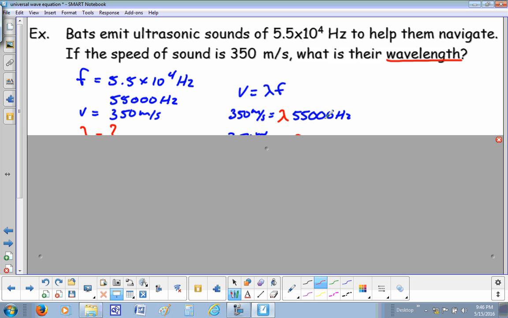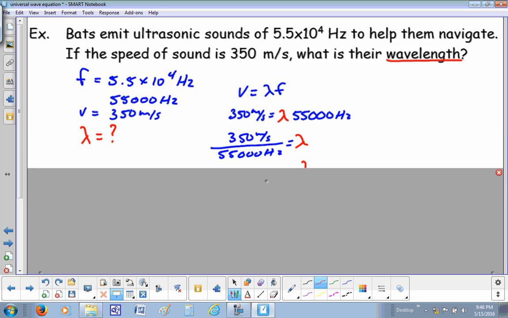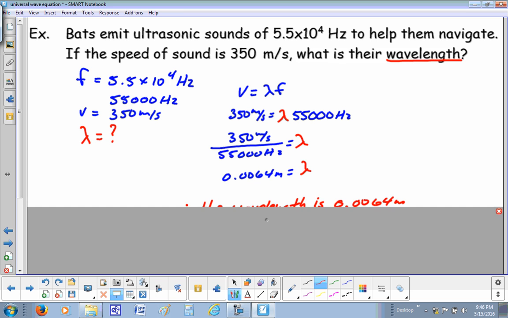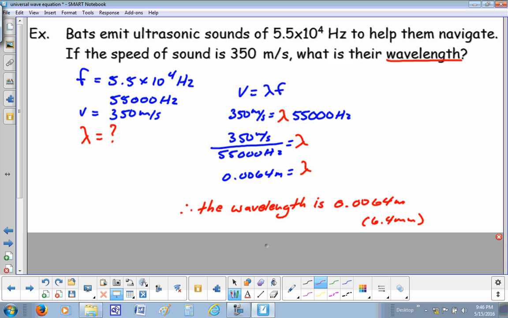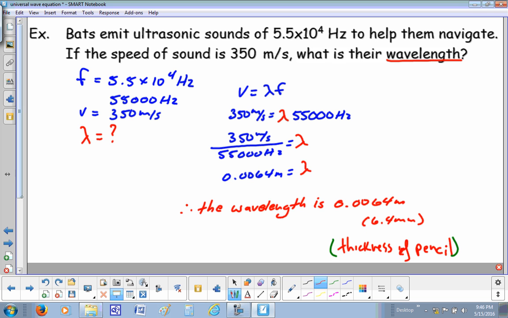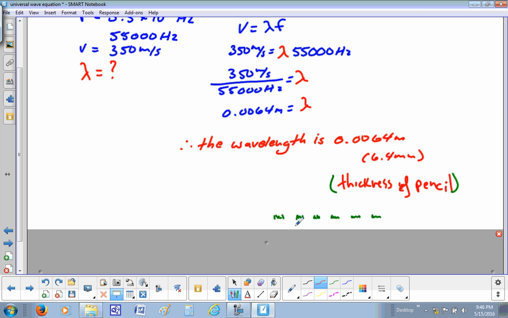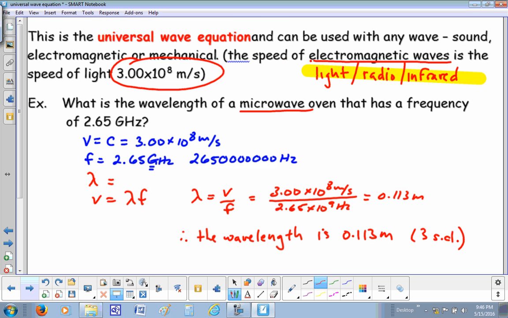Plug my values in. I'm going to solve for lambda or wavelength, and we end up with 0.0064 meters. And this is about 6.4 millimeters, which is pretty cool. It's about the thickness of a pencil. Now, sound waves are actually longitudinal waves, which are a bunch of compressions. And the compressions in this case are all 6.4 millimeters apart. This is what a sound wave given off by a bat would actually look like if you're able to see it. Pretty cool stuff.